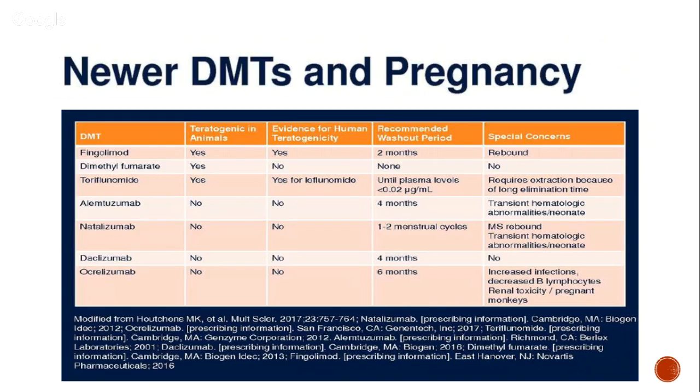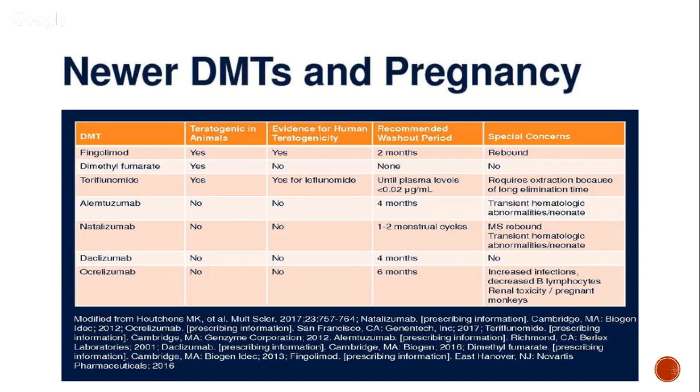Teriflunomide or Aubagio did have teratogenicity in animals, and yes, teratogenicity as well for leflunomide, which is the parent compound that was used in rheumatology. But fortunately for us, if the patient is on Aubagio, the moment they tell me they're pregnant, I could use something to wash it out. Do you know what it is? Cholestyramine. So I give them a course of 11 days of cholestyramine, and I wash it out and I target their level to 0.02. Okay, and hopefully after that they should be good. Otherwise it's a washout period of almost 9 to 10 months, so it does have a long half-life.